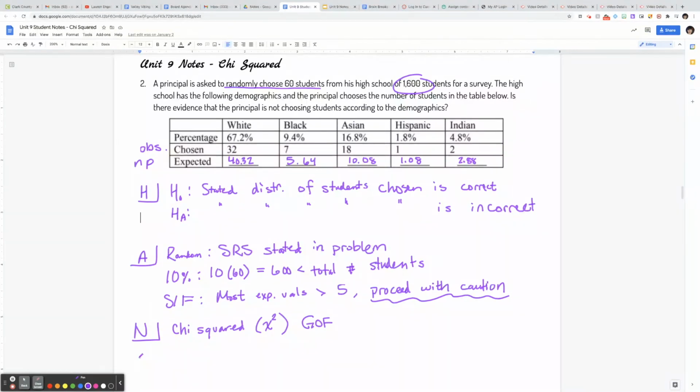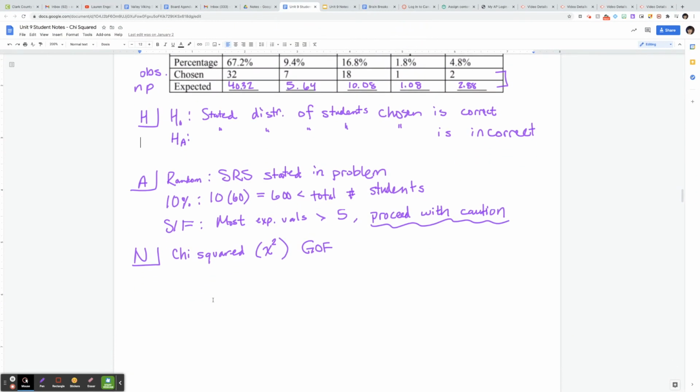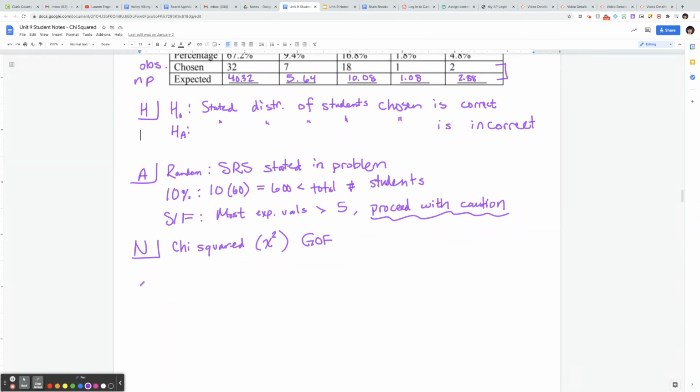Now remember, once you get to this part, stop, and put these two things in your calculator. You need one column with your observed values and one column with your expected values. Remember, T stands for test statistic. What you're going to do is show one calculation, one example of how the test statistic comes about, and then let the calculator do the rest of the work for you.